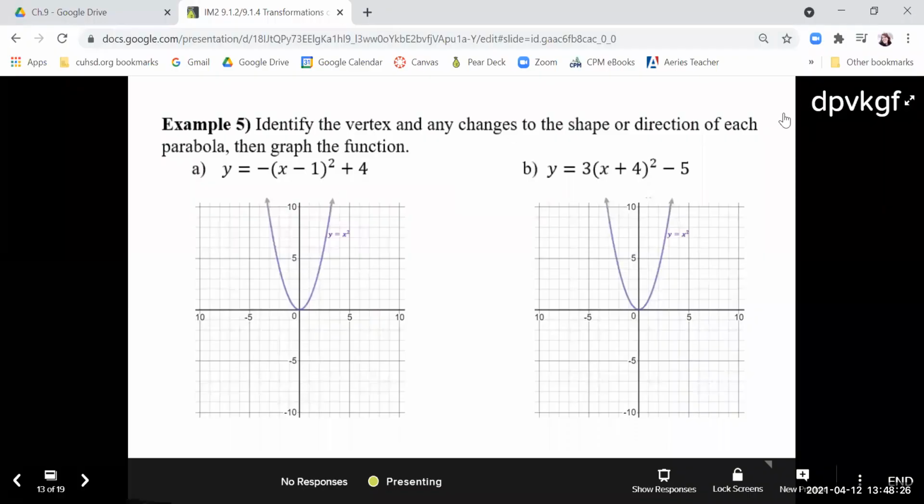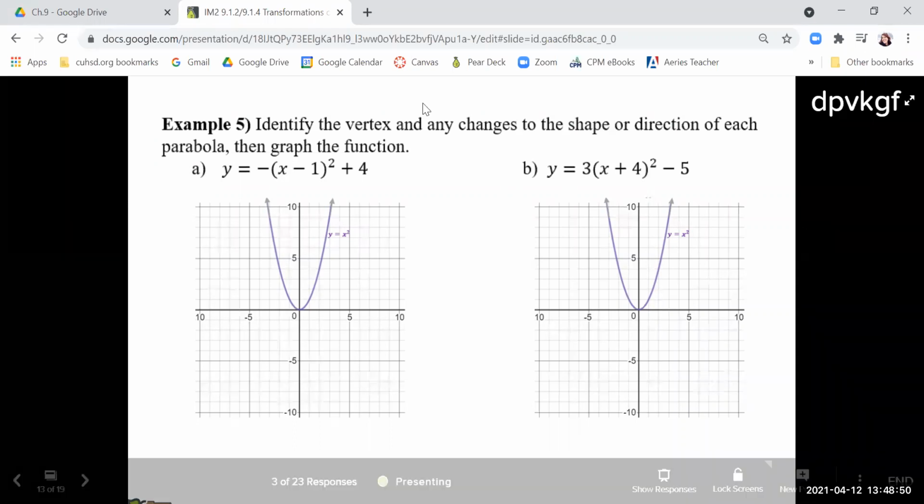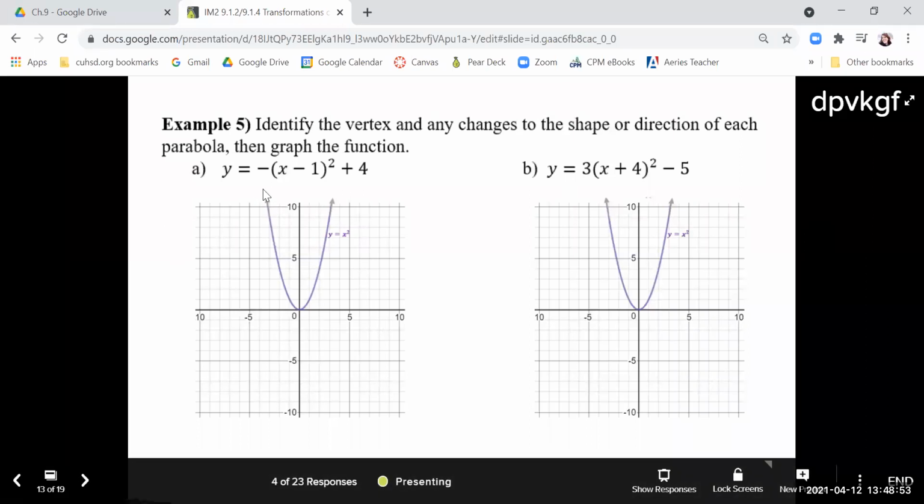All right, so here in example 5, what we're looking at now is equations where we have an A value other than 1, and we have an H value and a K value other than 0. So we've got a new vertex, so we have translations happening, and we have a change in the shape or direction opening of the parabola. So in part A, you can see A is negative, so I have a -1. We have an H in here: x - 1 tells me H is 1, and then we have +4, which tells me K is 4.